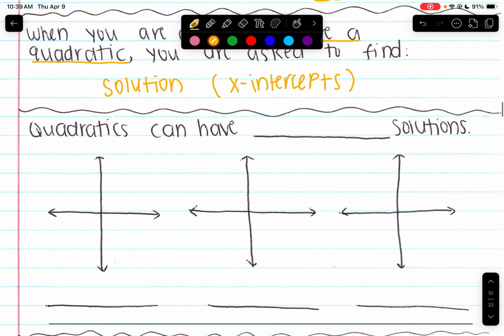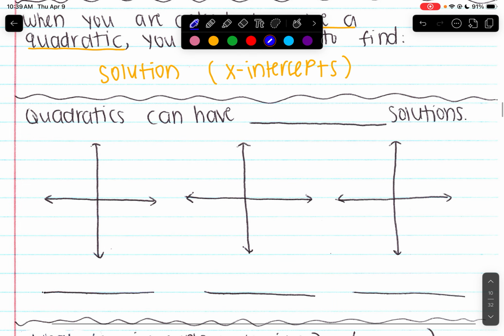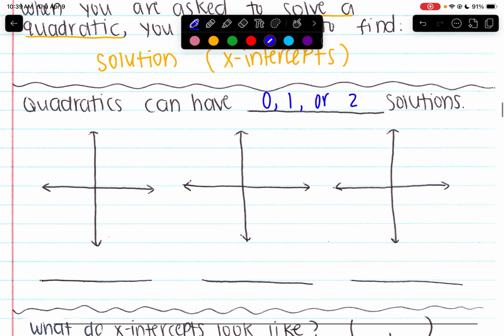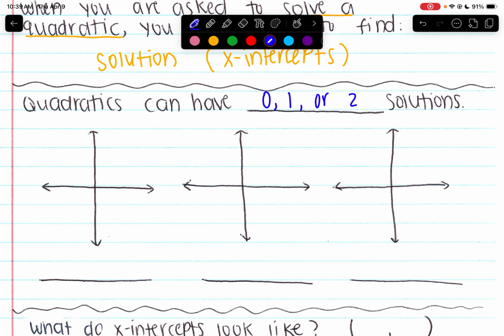All right, now when we are graphing them, we are going to see 3 types of graphs. We can see graphs where we have either 0 solutions, we could see graphs where we have 1 solution, or we could see graphs where we have 2 solutions. So what do those types of graphs look like? Well, let's go ahead and start off with 2 solutions.